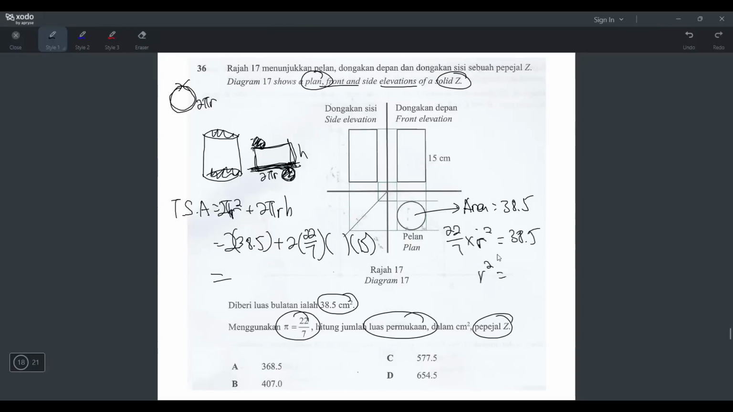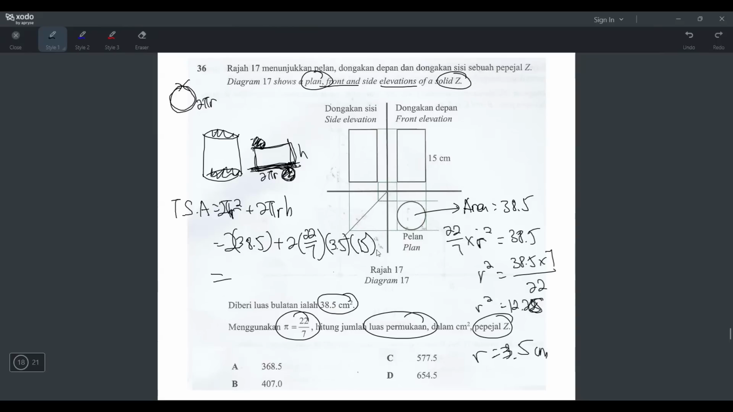So let's find the r square. Okay, 38.5. This one 7 duduk bawah means bahagi, bahagi hantar jadi darab, and then 22 jadi bahagi macam ni. So just tekan all this. 38.5 times 7 divide 22. Okay, I get 12.25, but you have to square root, right? Because square hantar jadi square root, right? So square root answer, I get 3.5 cm, of course. Everything is in cm. So 3.5 is the radius.